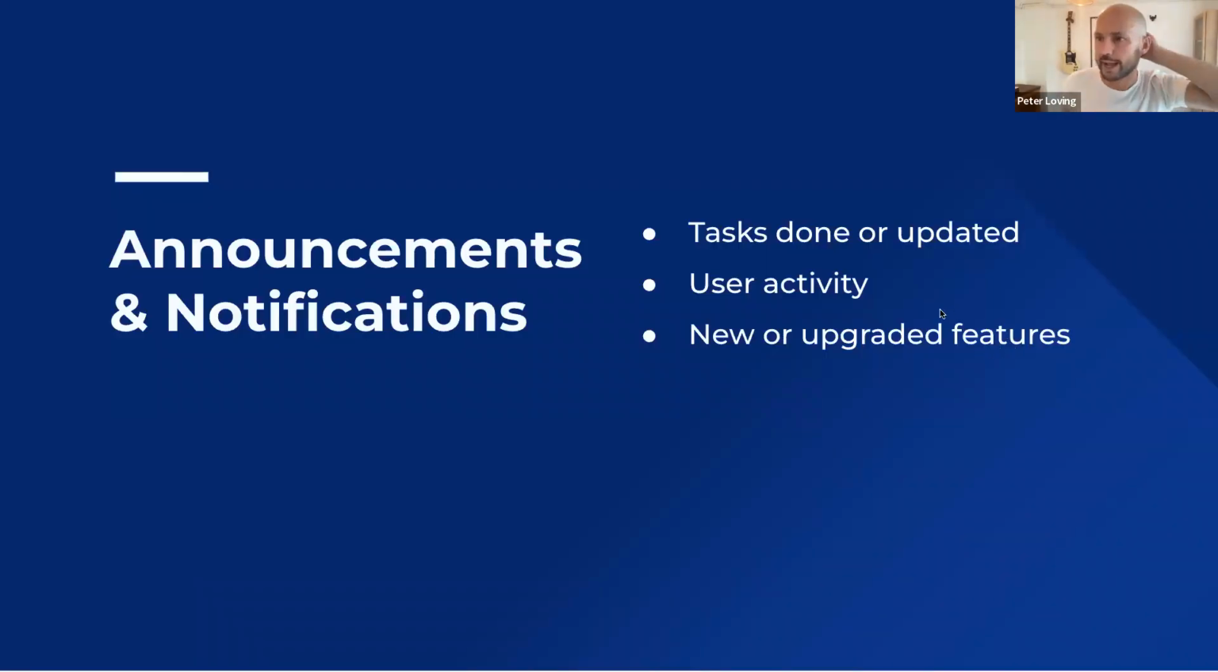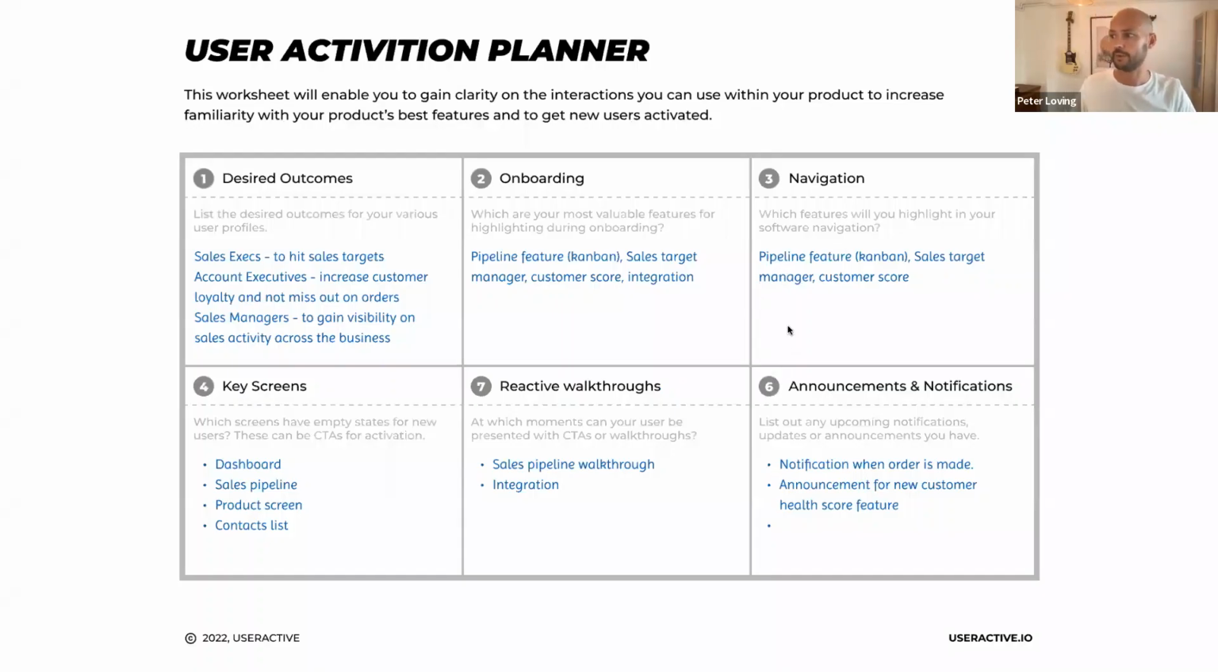So the final thing we're going to look at here is announcements and notifications. Just like I mentioned to you then, Caleb, tasks done or updated. It's a great time to give the user a notification, announcement, or ask for something. Also, when somebody else on their account or somebody else in the platform has interacted with either their content or their tasks, or there's some news. You've got new or upgraded features, you've updated something on the platform. These are all great opportunities to activate whatever it is that you're talking about.